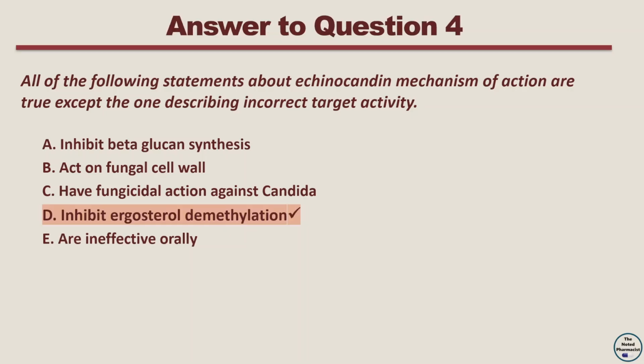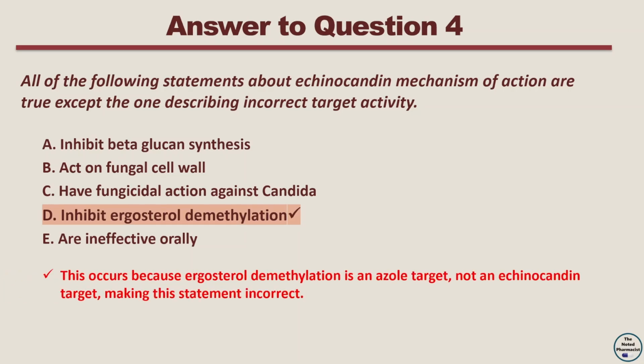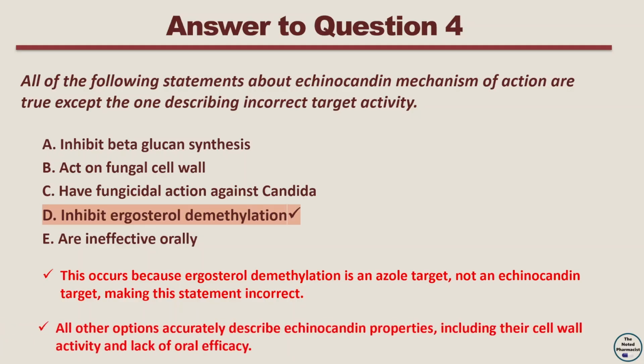The correct answer is option D. Inhibit ergosterol demethylation. This occurs because ergosterol demethylation is an azole target, not an echinocandin target, making this statement incorrect. All other options accurately describe echinocandin properties, including their cell wall activity and lack of oral efficacy.